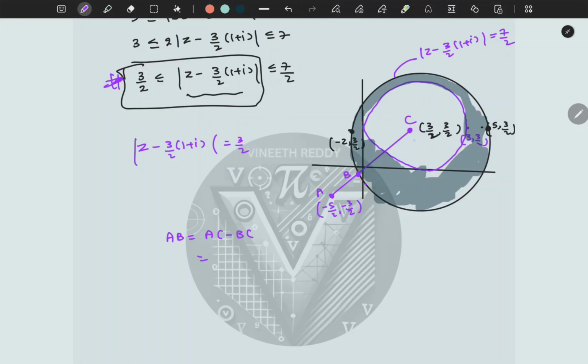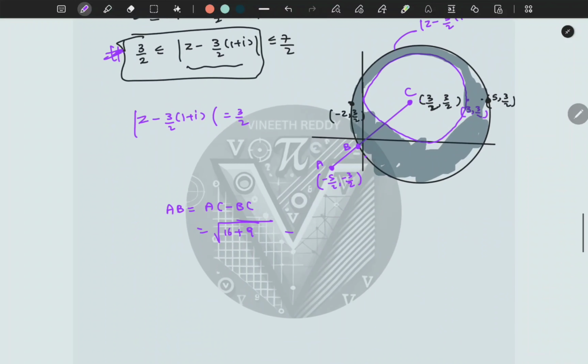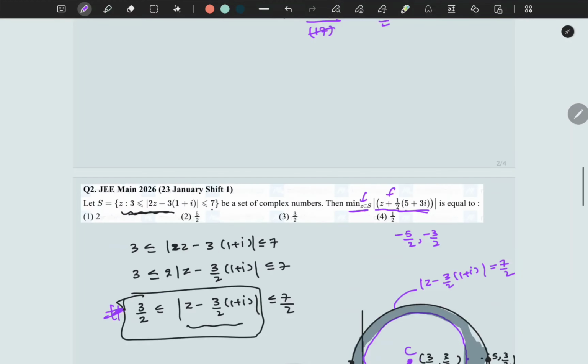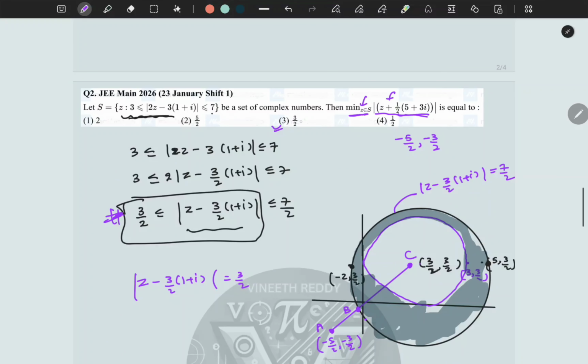And what is AC, dear students? That will be the distance of the point A from C. So that will be under root of 3 by 2 plus 5 by 2, which is 8 by 2, which is 4. 4 square is 16, plus 3 by 2 plus 3 by 2 is 6 by 2, which is 3. 3 square is 9. This is AC minus BC. BC is the radius of the bigger circle, that is 7 by 2, dear students. So we get 16 plus 9 is 25, root 25 is 5, 5 minus 7 by 2, ultimately it is 10 minus 7, that is 3 by 2 should be the answer, dear students. I hope you understood this.